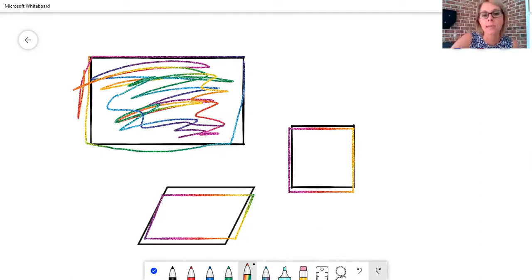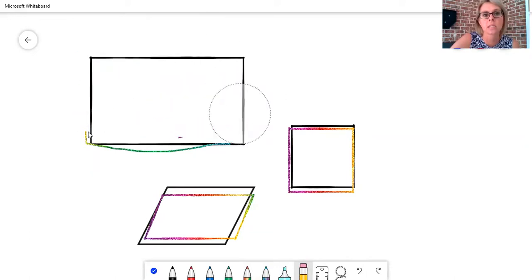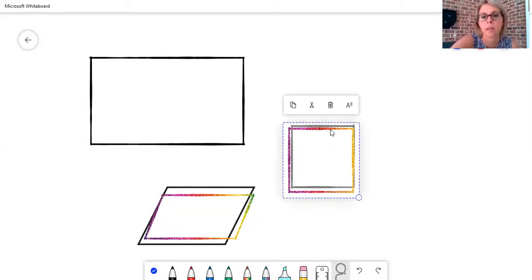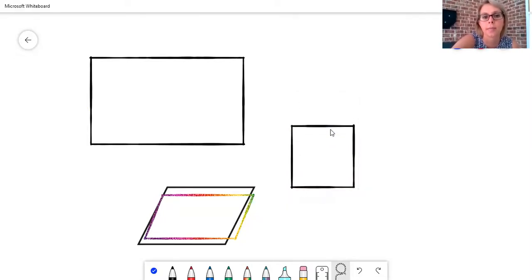So let me take away all of this coloring here. Not sure what to do here. I don't want to mess up my, let's see here. Well, okay, there we go. There we go. All right, we got it.